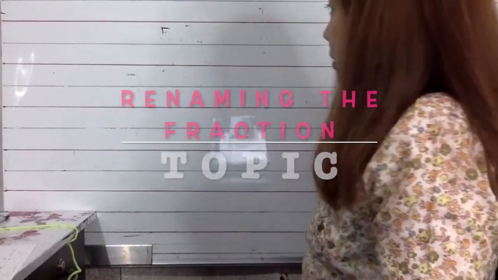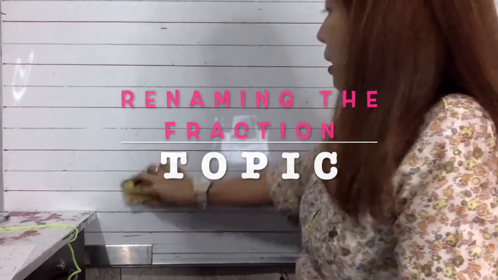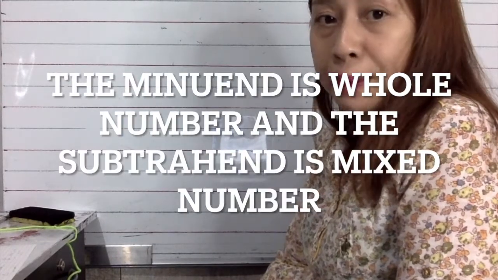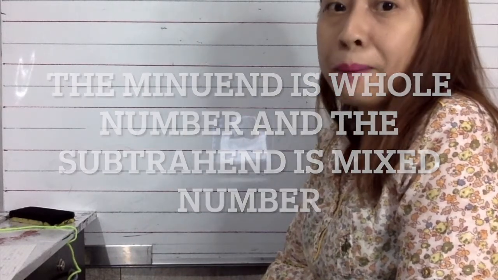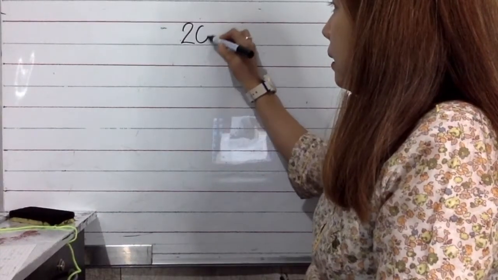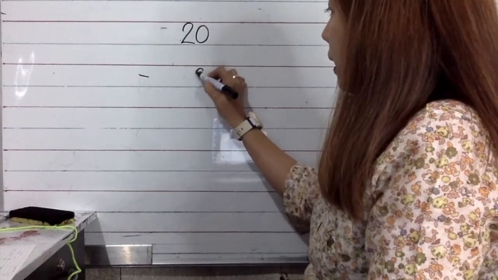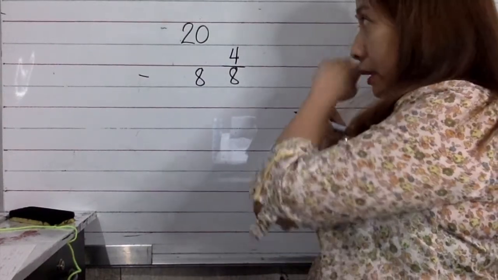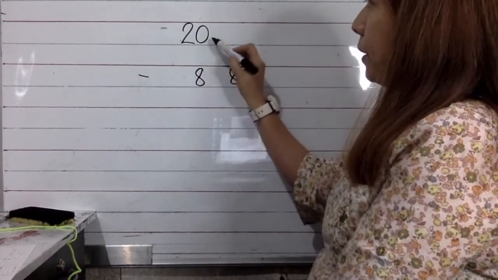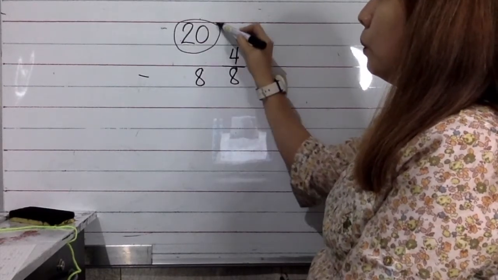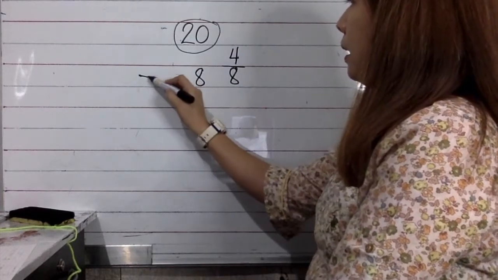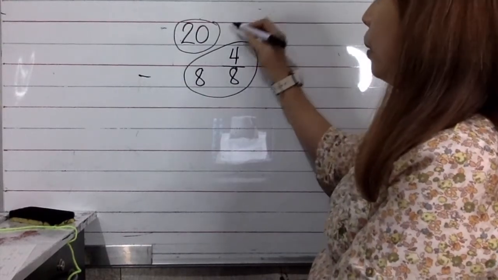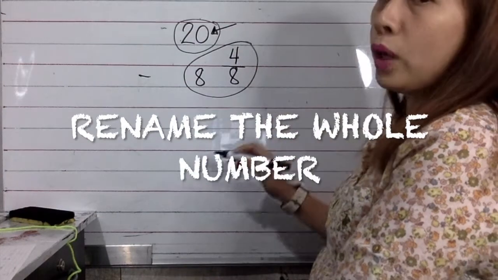This is renaming the whole number first. We rename if the minuend is a whole number and the subtrahend is a mixed number. Right? 20 minus 8 and 4 over 8. So what are we going to do with this? As you can see, the minuend is a whole number and the subtrahend is a mixed number. So with this problem, we are going to rename the whole number.